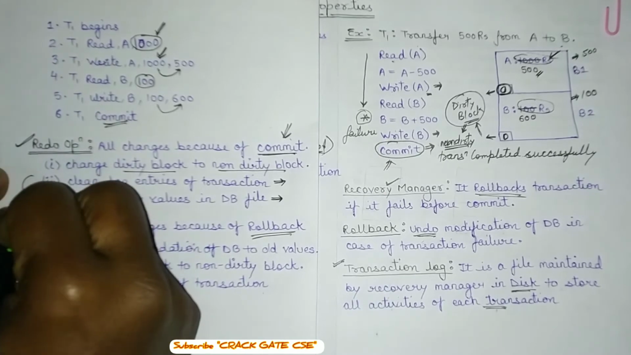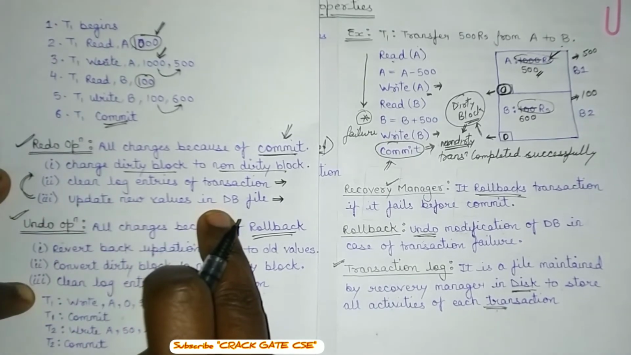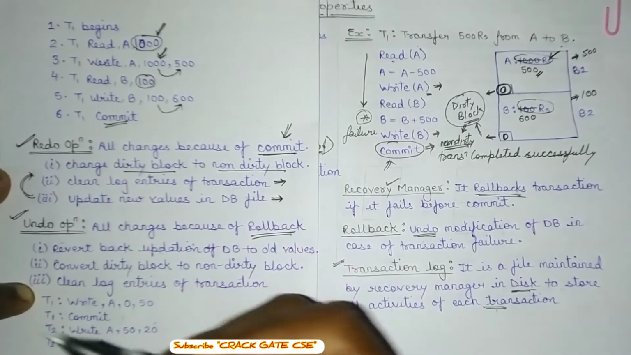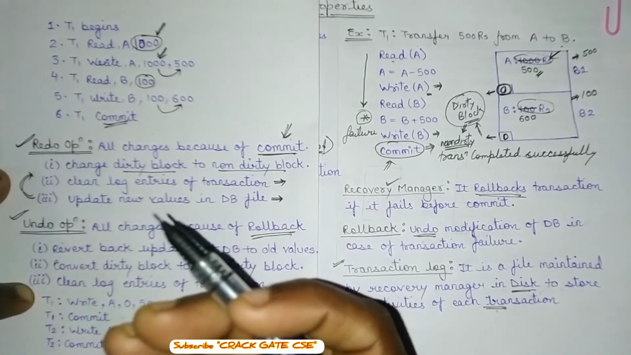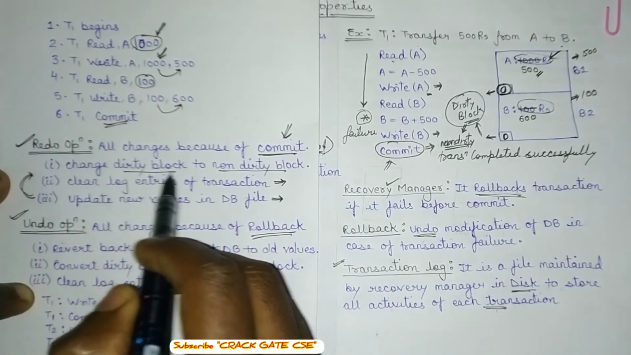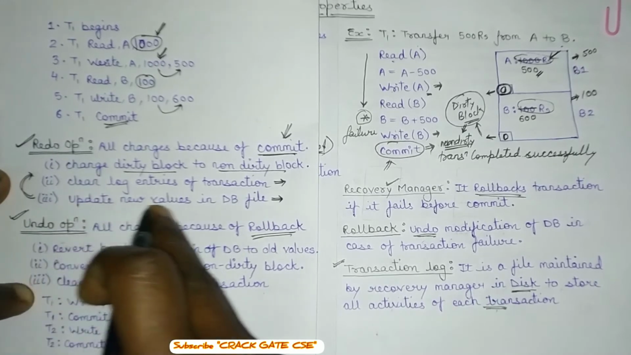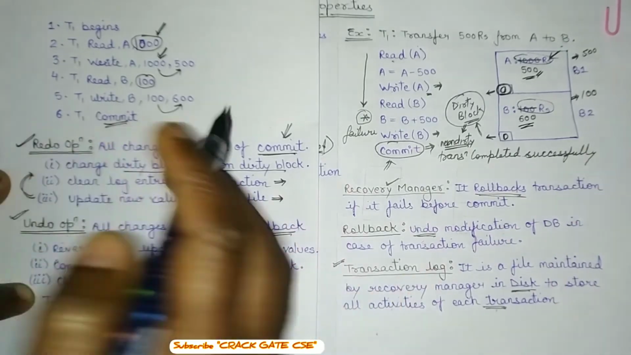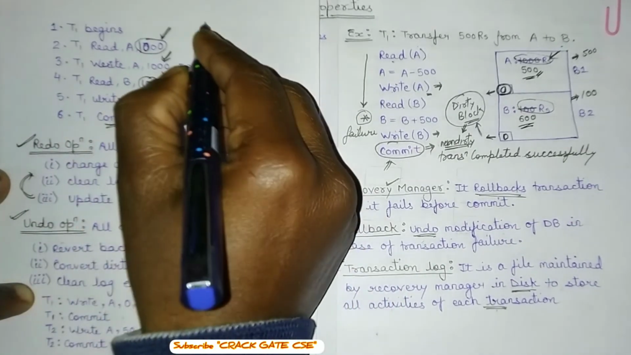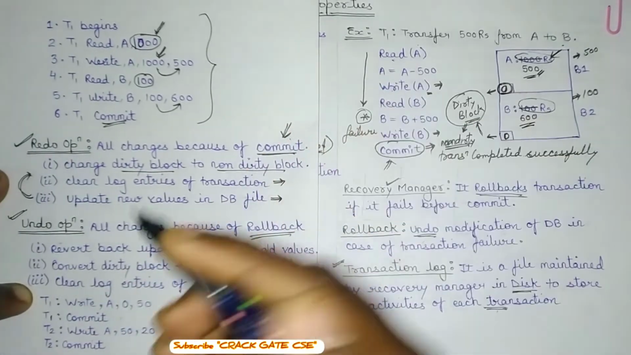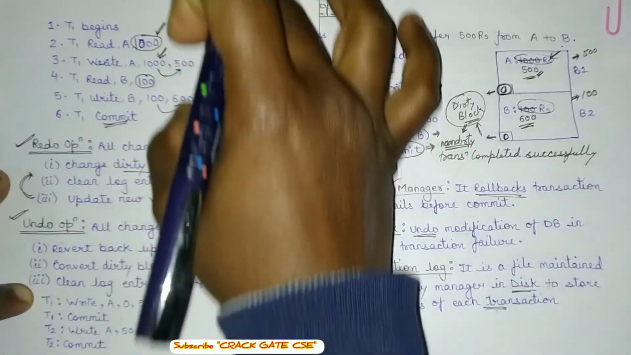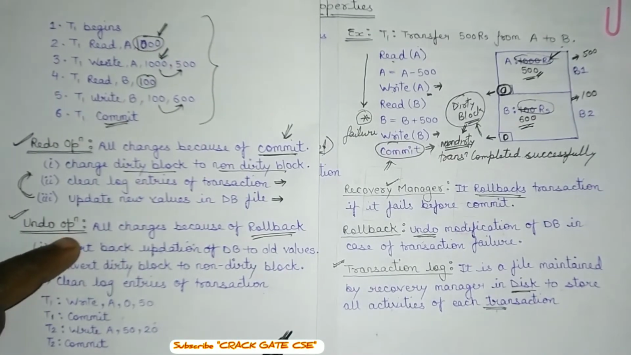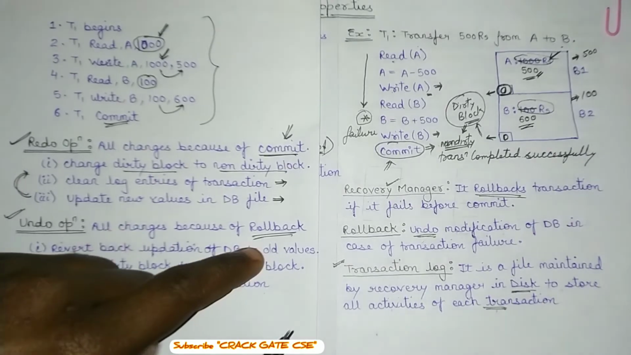So these two steps completely depend on the algorithm. There may be a case where first we update the new values in the database file, then we clean the log entries of the transaction. The second option makes much sense, but it completely depends on the algorithm. So first we change the dirty block to non-dirty block, then we update the new values in the database. So we updated 500 and 600. Then we have to clean the log entries, like this entry, and this entry, because once it is updated, there is no requirement to save this complete log, right?